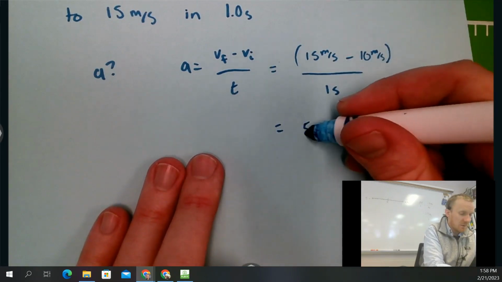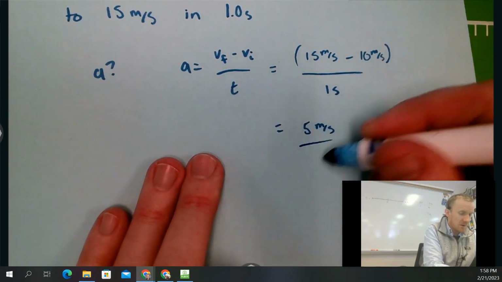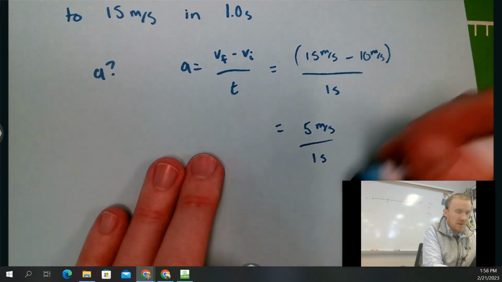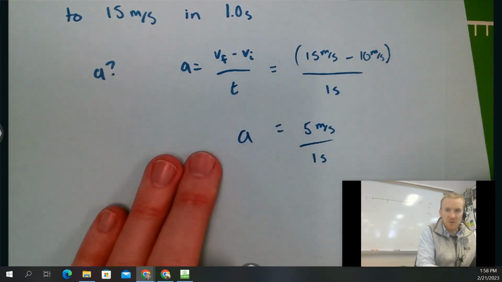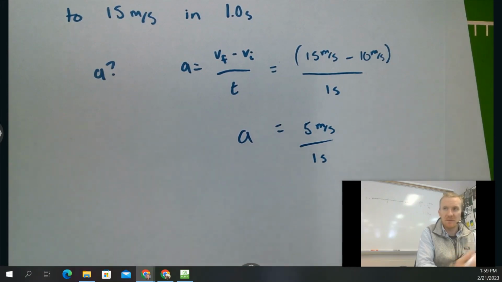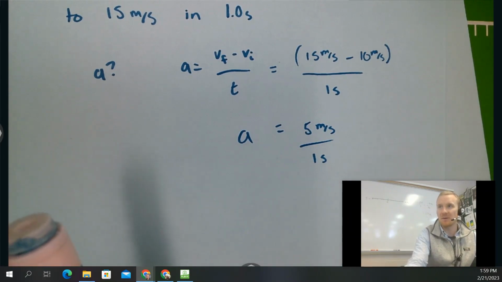15 minus 10 would be 5, right? So 5 meters per second, and that occurs in 1 second. And so that is going to be your acceleration, 5 meters per second per second. So what that means is every single second that this car is traveling, their little speedometer is going up by 5 meters per second every single second.